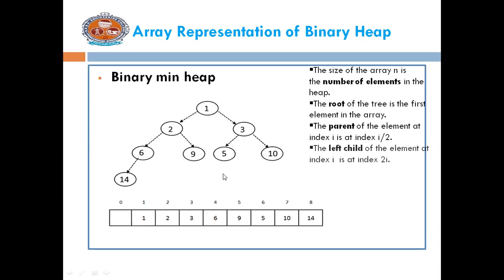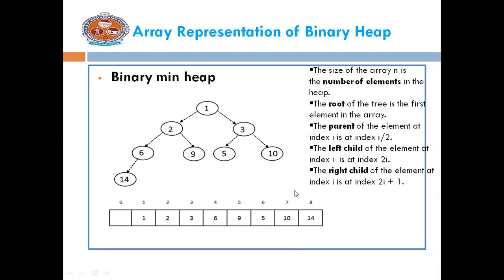This is true for all the nodes. And the next point, the left child of an element at index i is at index 2*i. Now consider the value 3. So 3 is at index 3, so its left child is at 2*i, that means 2 into 3, that is 6. Now see here, position 6, the value is 5. So its left child is in position 6, that is the value 5. And the right child is in position 2*i+1, that is 2*i means 6, 6 plus 1, 7. That is, its right child is in location 7, 10. So this is true for all the nodes.